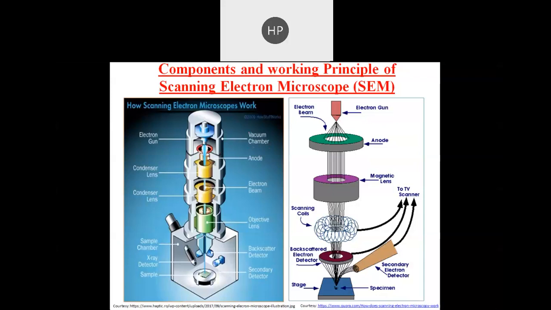And this is the schematic diagram. Here we have electron gun, anode, magnetic lens, scanning coils. We have a backscatter electron detector, secondary electron detector, and this is the specimen. The specimen is fixed on a stage, and from this we get the electrons, and those electrons are transferred to some display device, and this is how we can get the image.